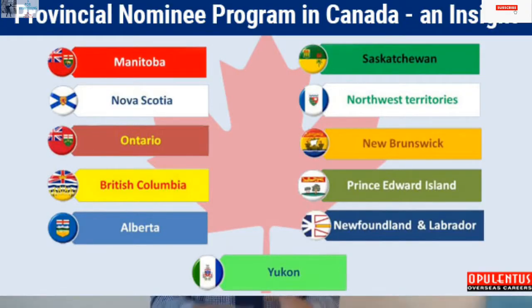Now each province has their own expression of interest, so you need to create your profile online. They are giving scores according to their requirement, according to their interest. So you need to create an EOI profile, where you are expressing your interest in that province.